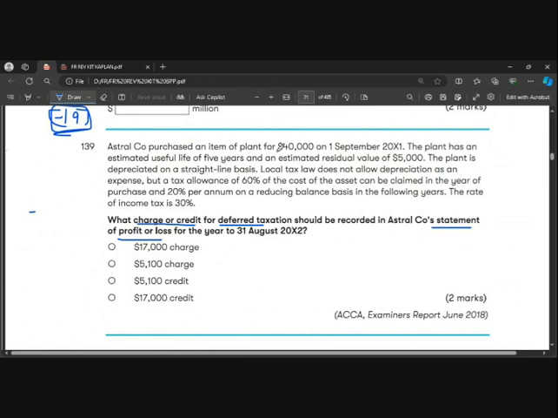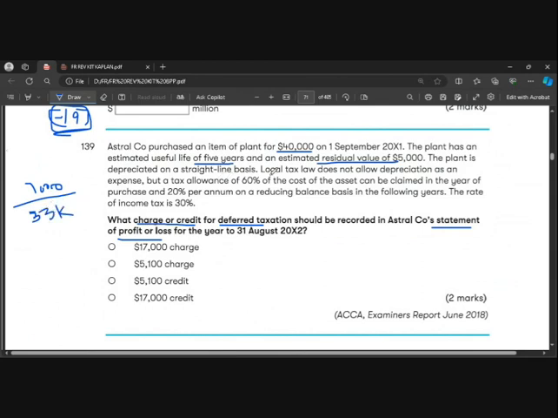Firstly, they've given us the cost, and they've given us the estimated useful life and residual value. When you see this amount, the first thing that strikes you is depreciation, right? 7,000. So we will charge 7,000 as depreciation, and our carrying amount of the asset at the end would be how much? 40,000 minus 7,000, so that would be 33,000, right? Okay.